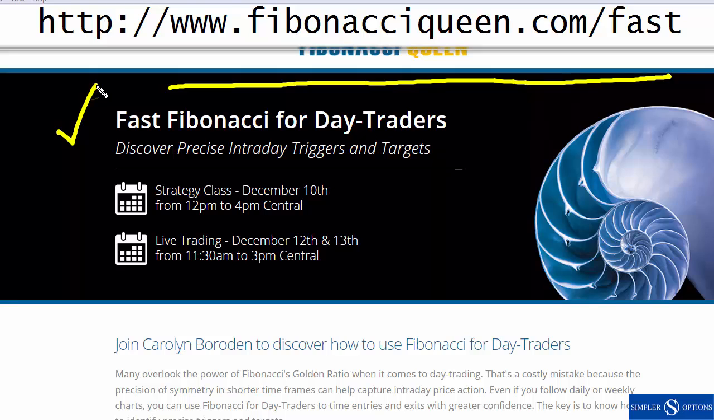Now, while it's geared towards day traders, don't be mistaken that these aren't strategies that you could simply apply to larger time frames, okay? And she's doing it for day traders because she's getting a lot of questions on that because of the way the markets are right now.